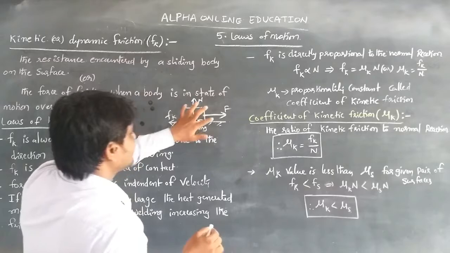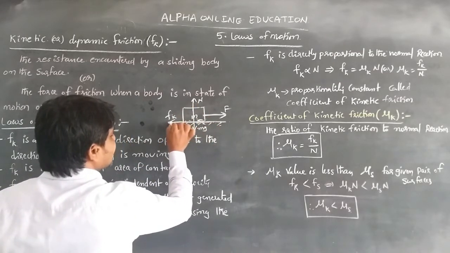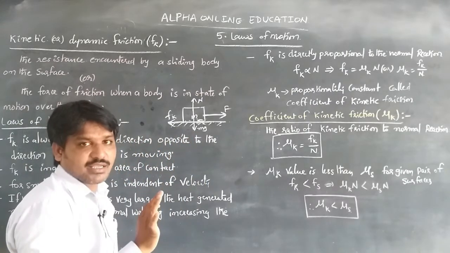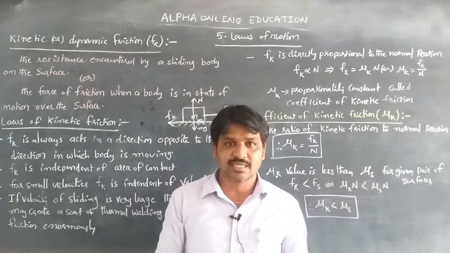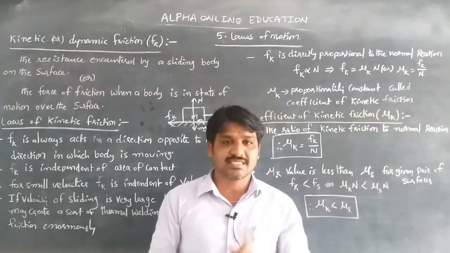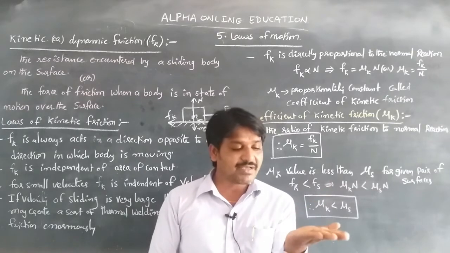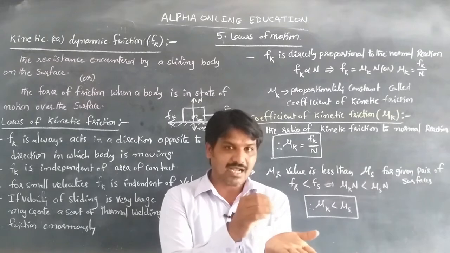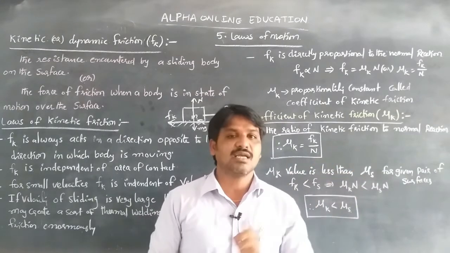When the body is moving in this direction, the kinetic friction always acts in the opposite direction, which opposes the motion of the body. We know that whenever we are riding a bicycle, if we stop pedaling, the bicycle will move some distance and then stop, because the surface offers resistance on the wheel tire, so the vehicle will move for some distance, then it will stop.